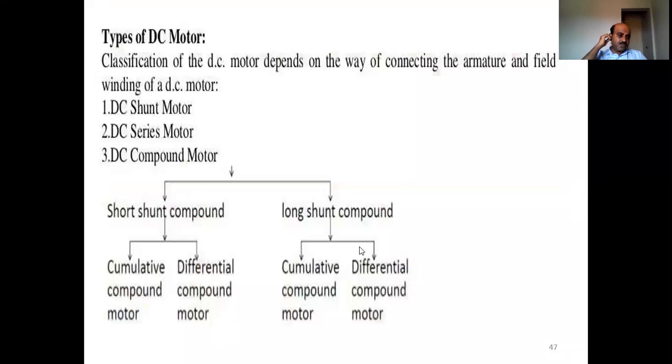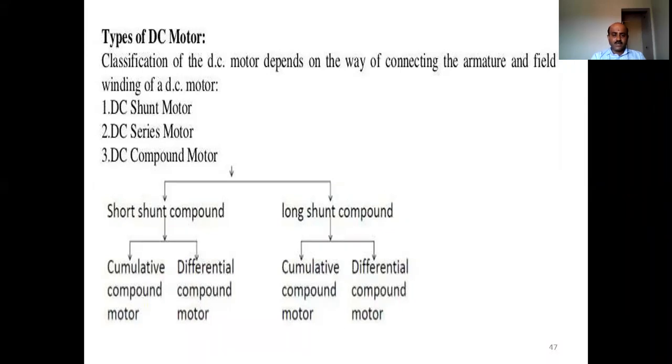Then comes the classification or the types of DC motors. The classification of DC motors depends on the way of connecting the armature and the field winding. In a sense, you are classifying the DC motor based upon how the armature and the field winding are connected. Based upon that, there are three types of DC motors: the DC shunt motor, the DC series motor, and the third one, the DC compound motor.